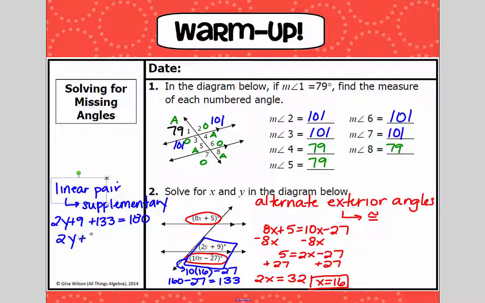2y plus 142 equals 180, because I combine like terms. 2y is equal to 38, so y is equal to 19. And this problem is now done.